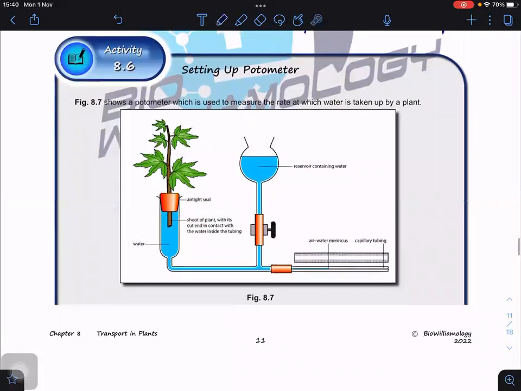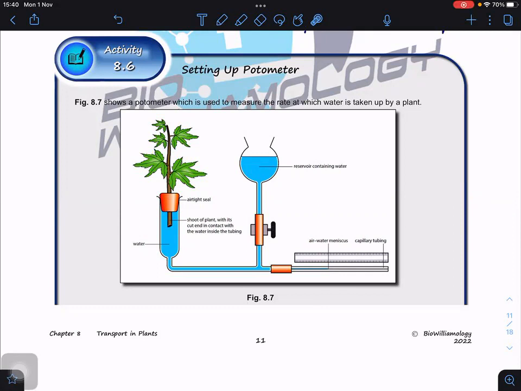So how do we set this up? For the setting up of the potometer, you need to understand that we do not want any airlock in the tubular structure. Therefore, you need to cut the plant under the water and set up the entire potometer under the water. First, we select a healthy leafy plant, cut it at the stem and insert it into the potometer, and we introduce what we call the air-water meniscus. Are you clear?